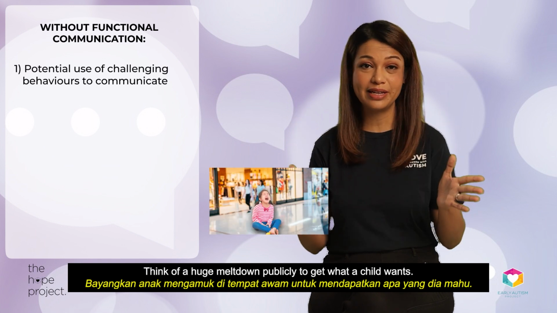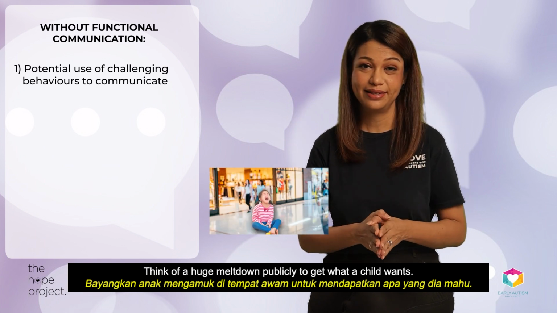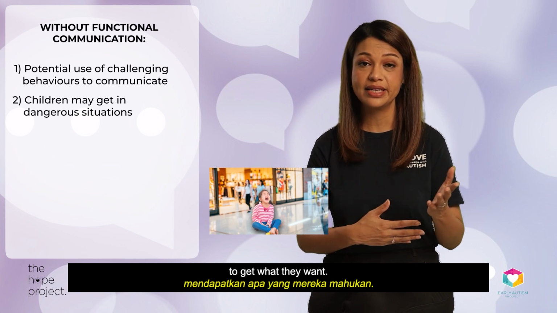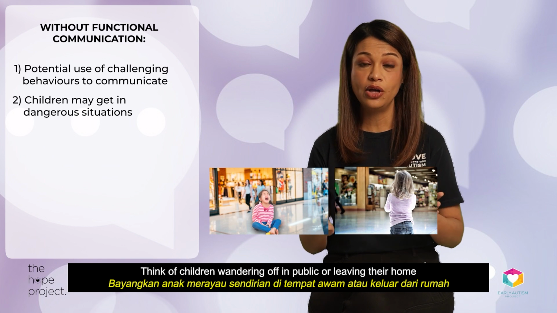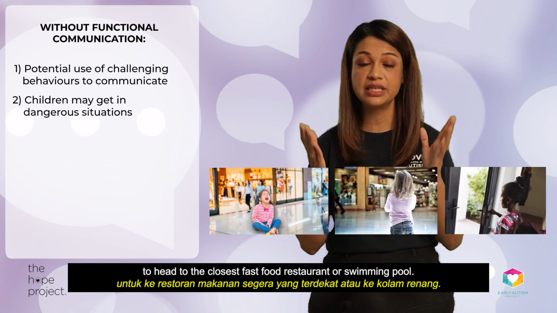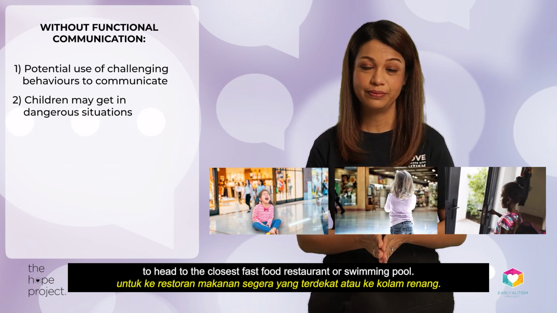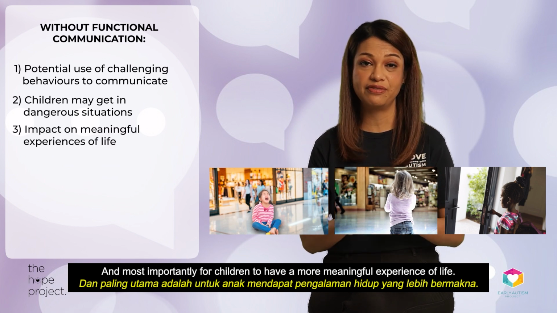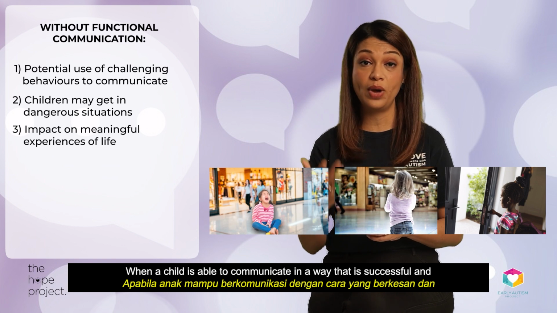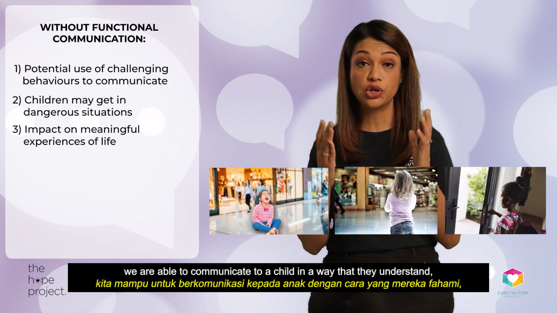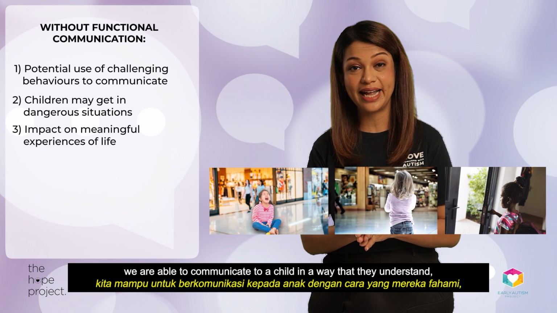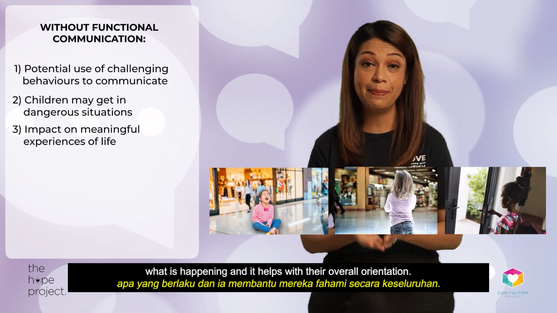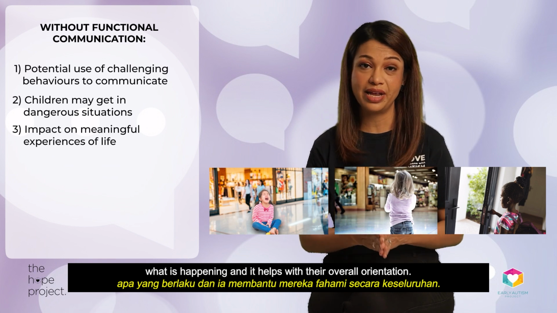Think of a huge meltdown publicly to get what a child wants. Children could potentially get into dangerous situations because they just head off to get what they want. Think of children wandering off in public or leaving their home to head to the closest fast food restaurant or swimming pool. And most importantly, for children to have a more meaningful experience of life. When a child is able to communicate in a way that is successful, and we're able to communicate to a child in a way that they understand, they start to hopefully come out of their own world and understand better what is happening, and it helps with their overall orientation.